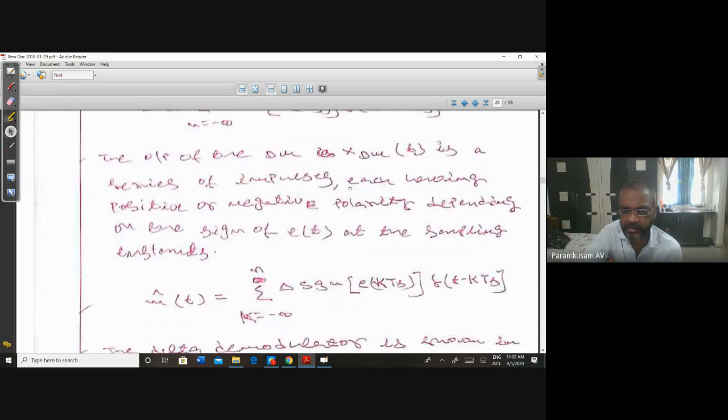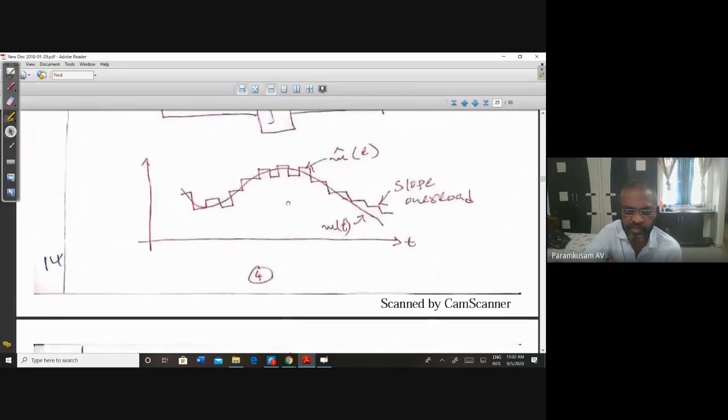Low pass filter. Here, if we look at the output, the average value of these staircases is almost equal to m of t. And if you pass it through the low pass filter, then these rising edges and falling edges become smooth, and almost we get the envelope.